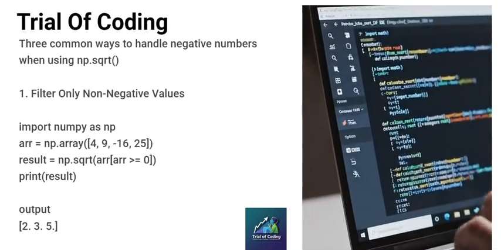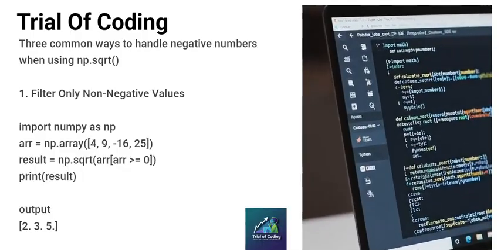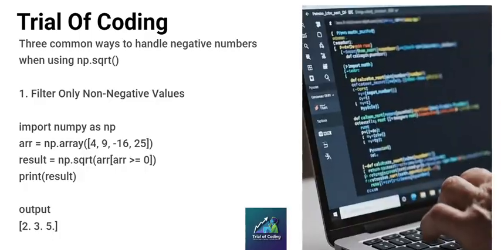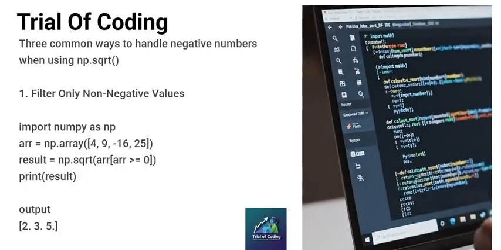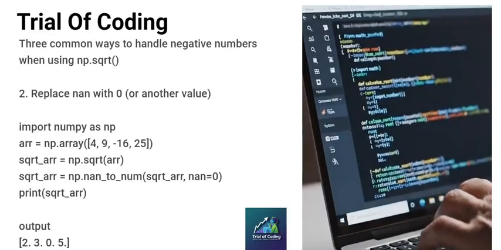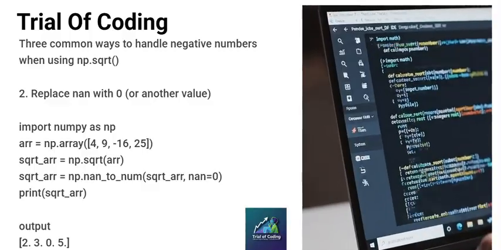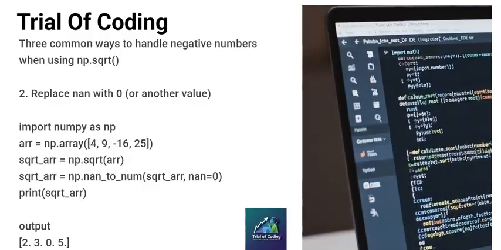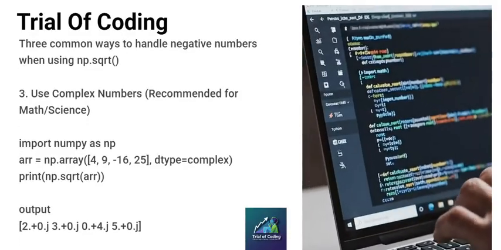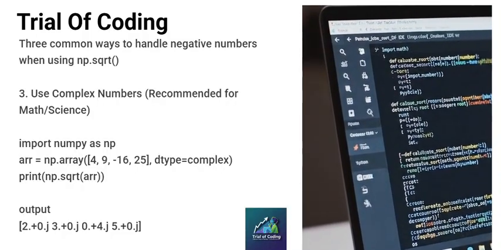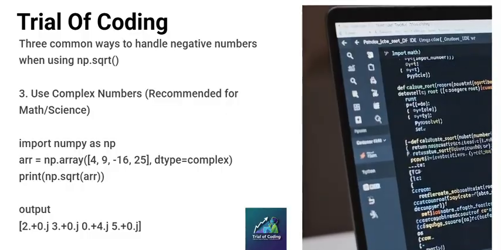Here are 3 common ways to handle negative numbers when using numpy.sqrt. First one is filter only non-negative values. This method is useful when negative values should be ignored. Second is replacing nan with 0 or another value. Useful when you want to keep array size unchanged. Third is using complex numbers. This method is recommended for math and science, and it's best when negative values are meaningful.